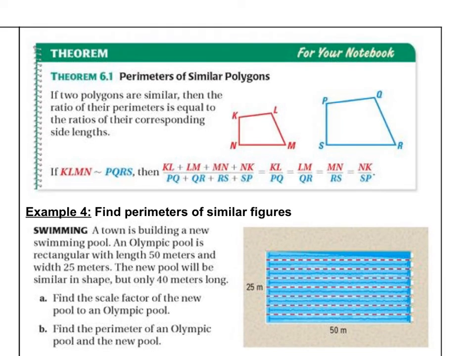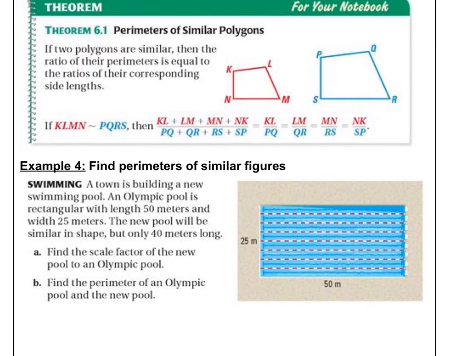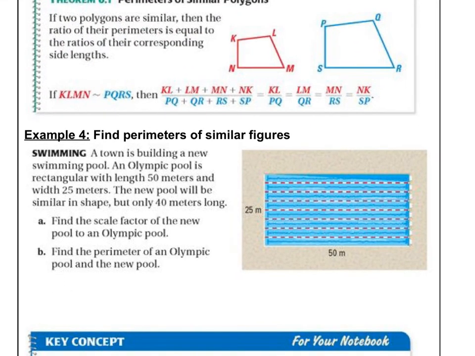Theorem 6.1, perimeters of similar polygons. If two polygons are similar, then the ratio of their perimeters is equal to the ratio of their corresponding side lengths. So basically, once you find that scale factor number, their perimeters are also in that same scale factor. So if we get that 5/4 again, their perimeters would be the same. You could simply use that to set up a proportion to determine the perimeter of a given figure, which is exactly what we are going to do right here.